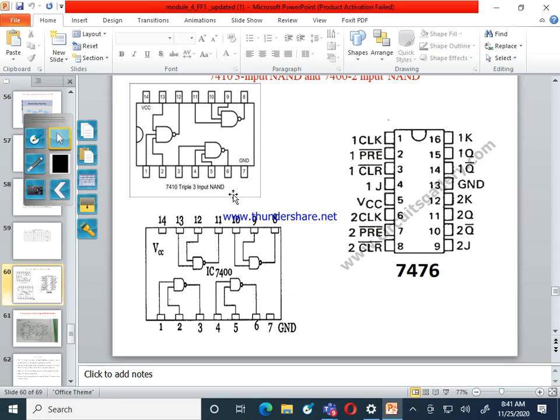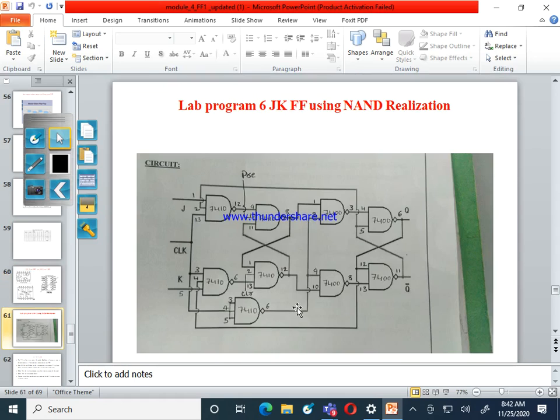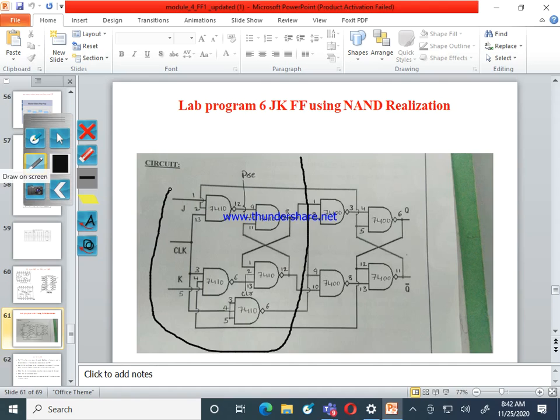Then the output of this is pin 6. Pin number 6 is connected to the slave part of both the NAND gates, the first NAND gate and the second NAND gate. Is there any doubt in this part? This is clear?